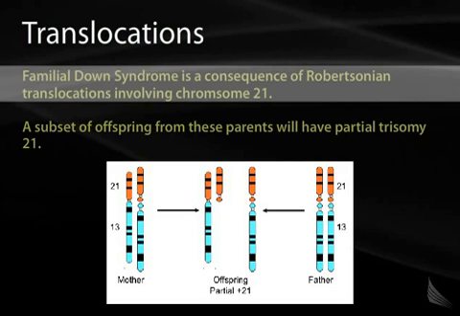Let's say that the mother contributes her normal 21, but instead of contributing her normal 13, she contributes the hybrid 13. And let's say the father contributes his normal 21 and a normal 13, which is what he has. Now that offspring is going to have normal 13, but he's going to have trisomy 21, extra 21, because of that Robertsonian translocation onto the 13 from the mother.